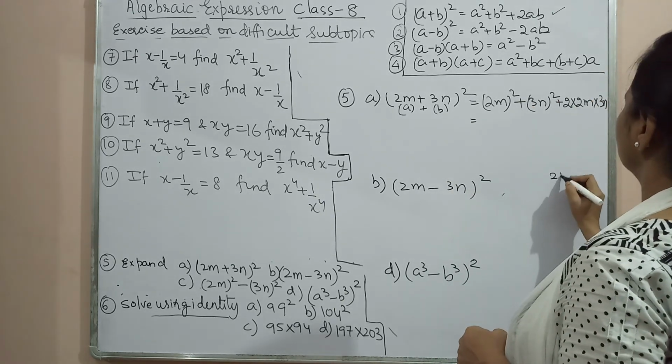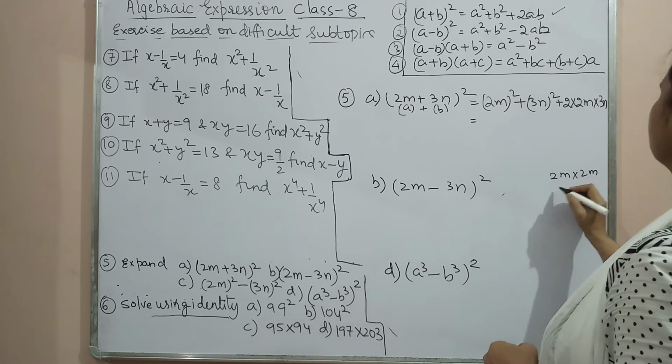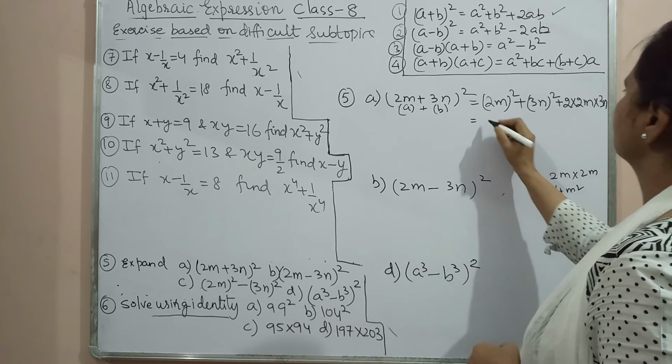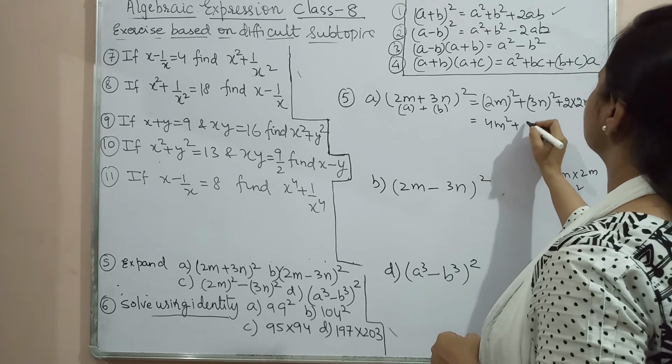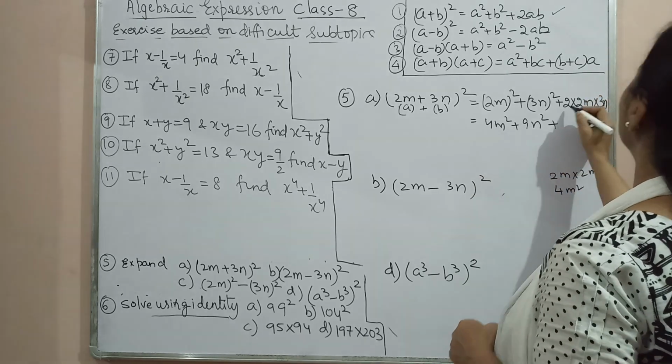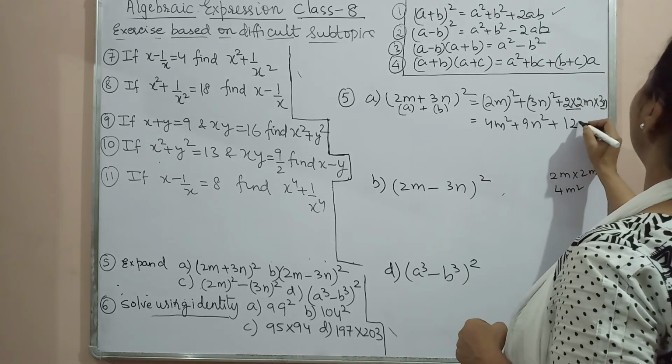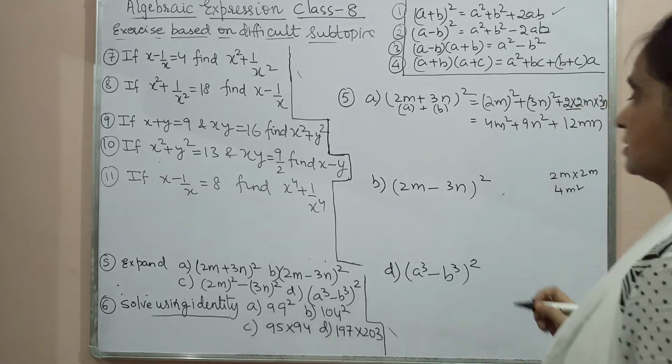2m square means 2m into 2m, which is 4m square. So this is 4m square plus 9n square plus 2 into 4, 4 3s are 12mn. So this is your answer.